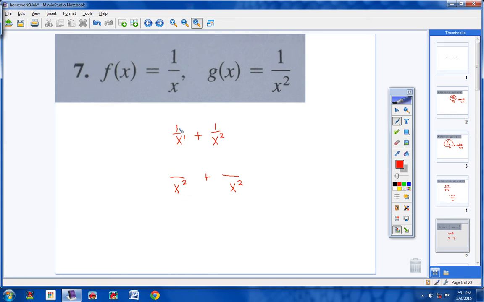Then multiply it times your top. 1 times x is x. How many extra x's do I have here compared to this? None. So just bring your 1 down. There you go. And now you have x plus 1 over x squared. Okay? That's what you would get when you add the two functions together. Now moving on to subtraction.